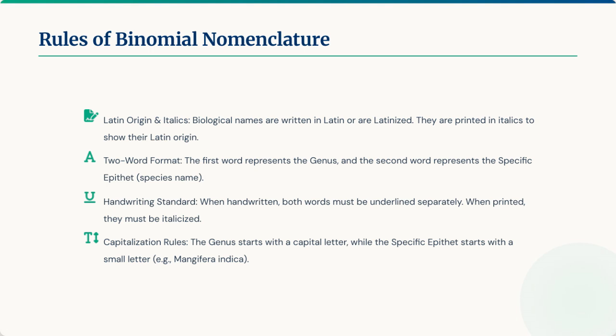When these names are handwritten, the convention changes slightly. Each word must be underlined separately to indicate their Latin origin, while in printed text, italics are used instead. By following these rules consistently, scientists around the world can communicate clearly and avoid confusion when referring to different species.